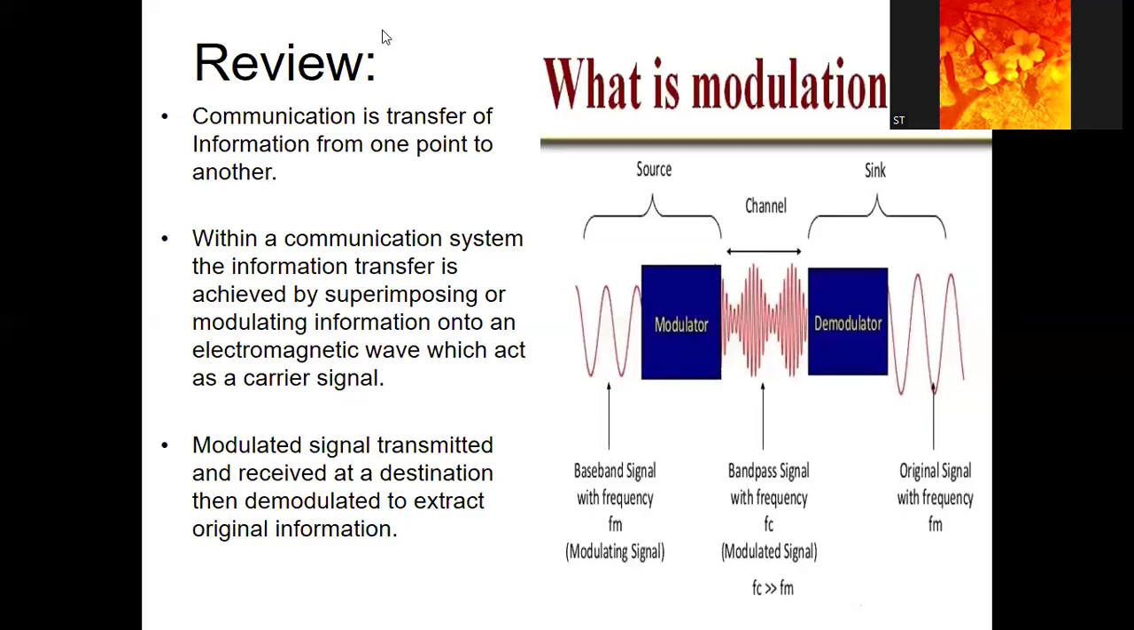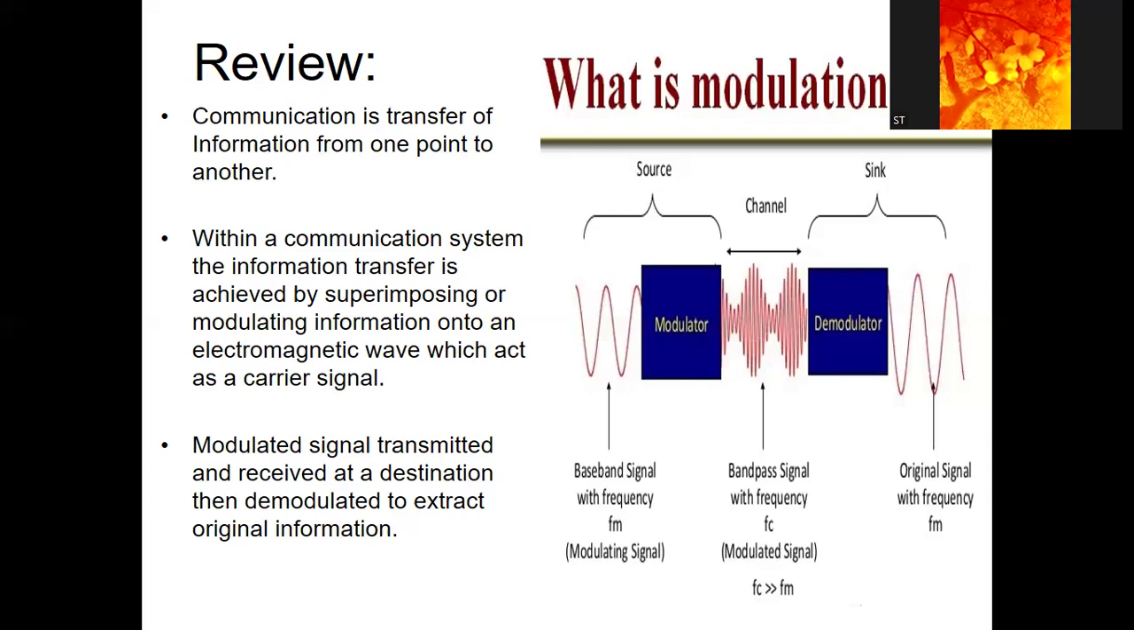So, hello everyone. Today we will discuss the block diagram of optical fiber communication and key terminologies related to optical fiber communication. So, just have a quick review of the modulation and communication process. What is communication? Communication is the transfer of information from one point to another. And within the communication system, there is a modulator at the transmitter end, a demodulator at the receiver end, and the information is passed through the channel.